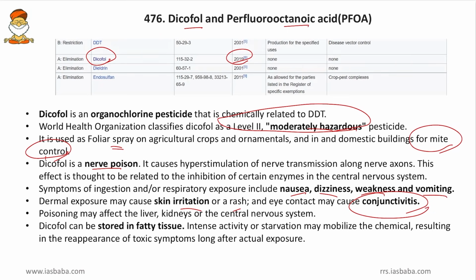Then poisoning may affect the liver, kidneys or the central nervous system. So liver, kidneys and the brain are also affected by this Dicofol. Then Dicofol can be stored in fatty tissues. Hence, intense activity or starvation may mobilize the chemical, resulting in reappearance of the toxic symptoms long after the actual exposure. So this Dicofol will be stored in our fat. So after starving, this will reappear and re-exhibit its symptoms. So this is all about Dicofol.